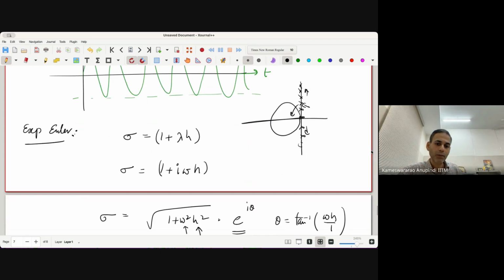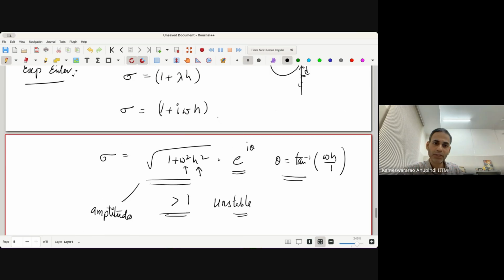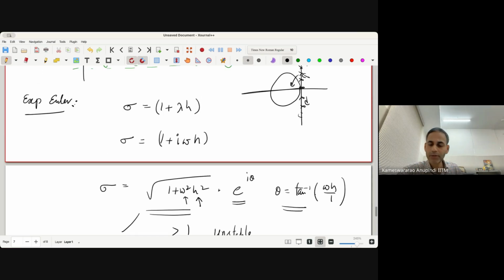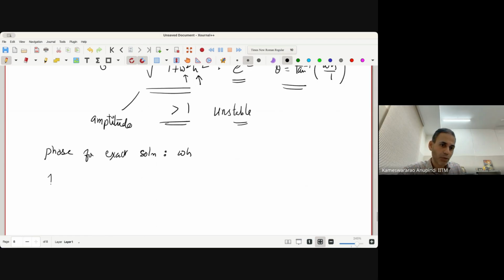Then what about the phase for the numerical problem? The numerical phase is what we have just written. If I solve it with explicit Euler, I have theta equals tan inverse omega h, right? So instead of e to the power I omega h, I have e to the power I tan inverse omega h. So the phase for explicit Euler is nothing but tan inverse omega h.